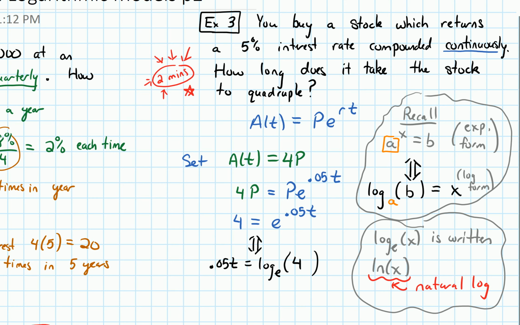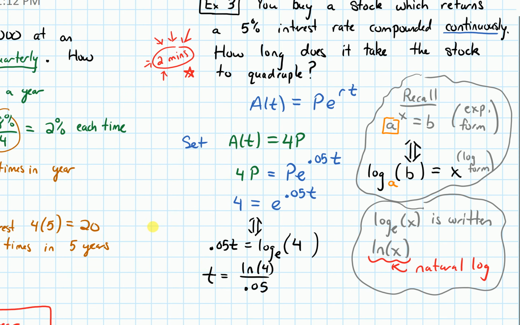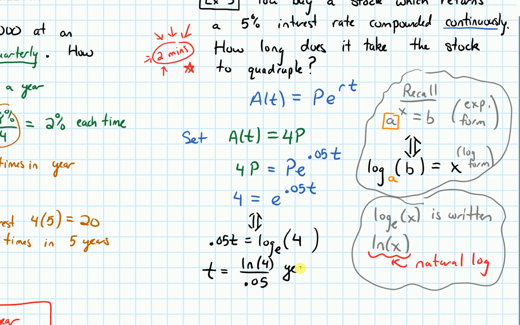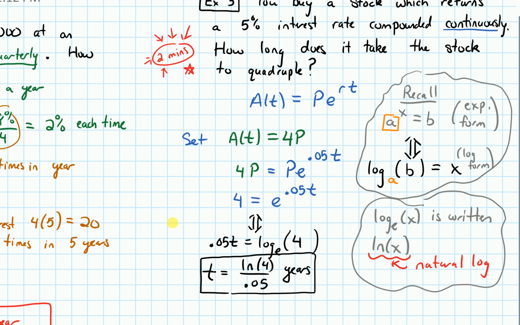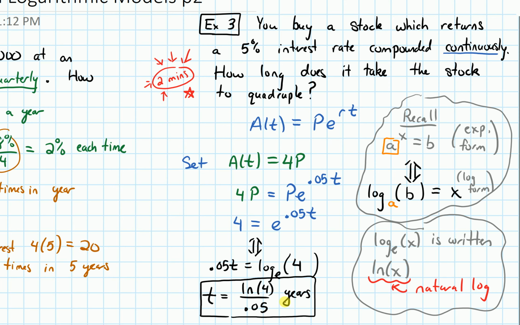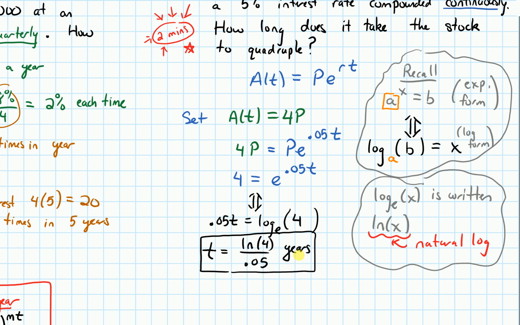So what we have now, if I isolate t, is t equals ln of 4 divided by 0.05, and the units here are years. If you're doing an interest problem and it doesn't give you any units for what time is, the convention is to assume that it's in years. Okay, so if I wasn't allowed to use a calculator, I could stop and leave my answer in this form. If I needed to round it, this ends up being 27.73 years if I round it to 2 decimal places.